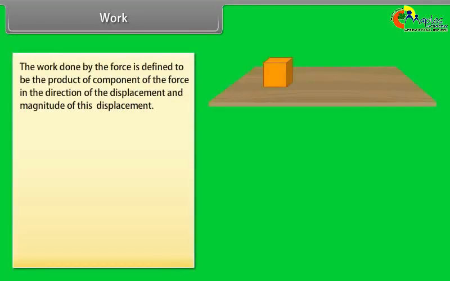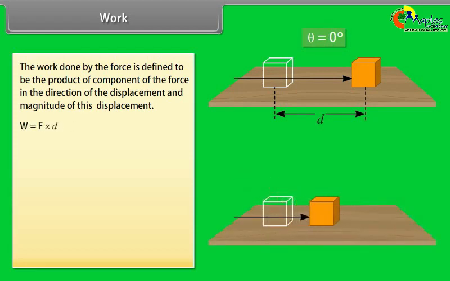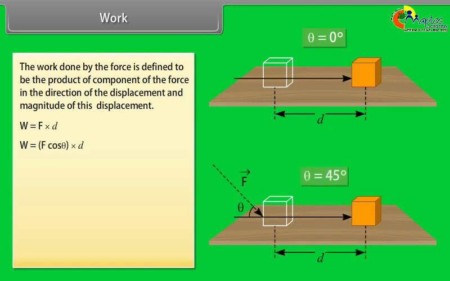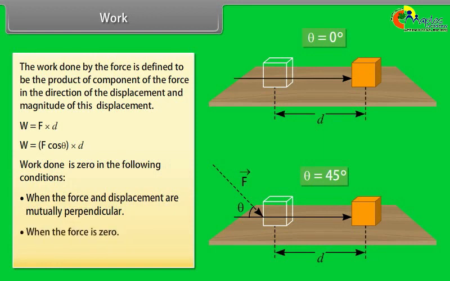Work. The work done by a force is defined to be the product of the component of the force in the direction of the displacement and the magnitude of this displacement. W is equal to F into d. W is equal to F cos theta into d. Work done is zero in the following conditions: when the force and displacement are mutually perpendicular, when the force is zero, when the displacement is zero.